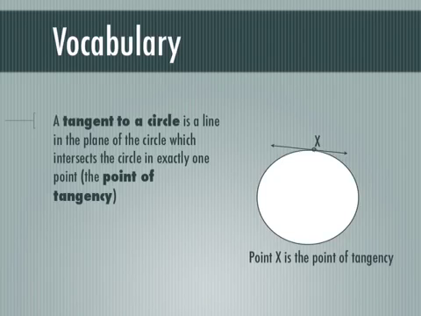Here's what a tangent is. A tangent to a circle is a line that's in the same plane as the circle, meaning it's not sticking up and down next to the circle, that intersects the circle in exactly one point. And that one special point is called the point of tangency. So a tangent is a line that just brushes up against the edge of the circle and hits it in exactly one spot. Most of the time if you draw a line with a circle, it hits in two. This hits in exactly one.